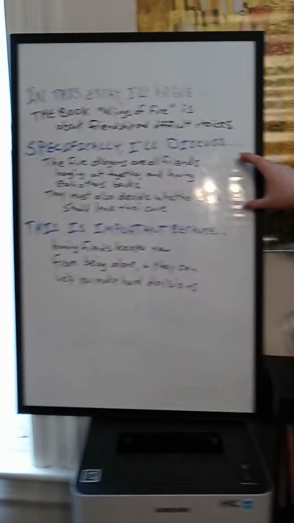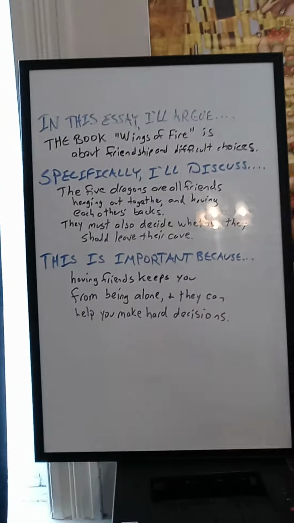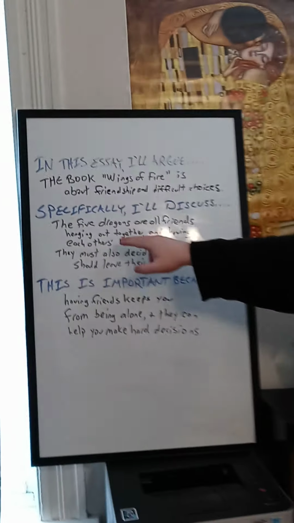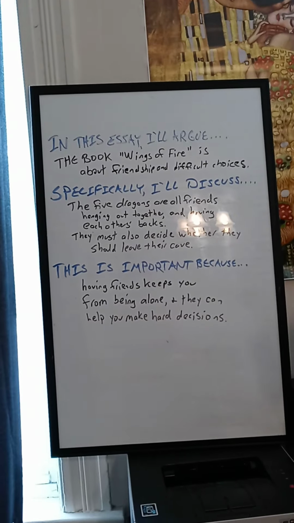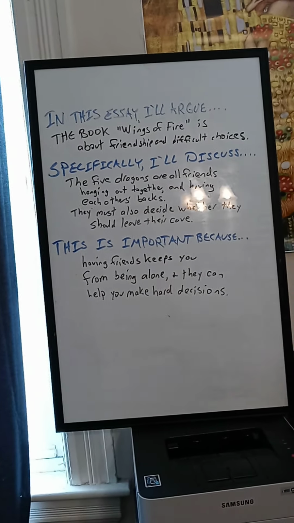The second part of the thesis statement is the scope, and that's telling the readers what we're going to be talking about in the rest of the essay. So here's the signpost: specifically, I'll discuss. That's the scope. The 5 dragons are all friends hanging out together and having each other's backs. They must also decide whether they should leave their cave.